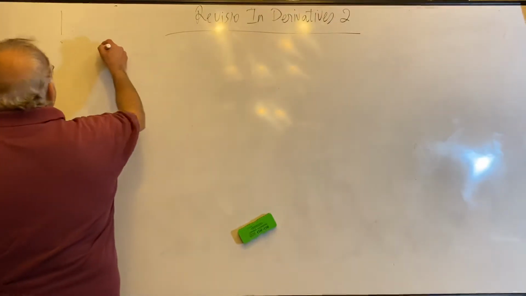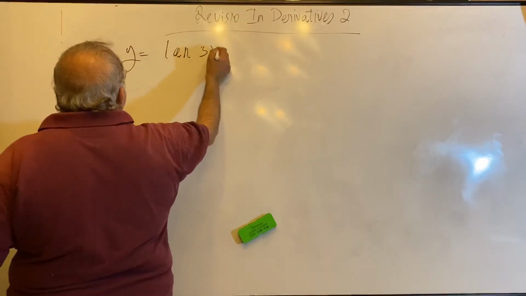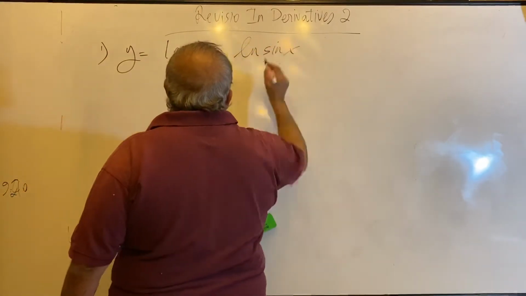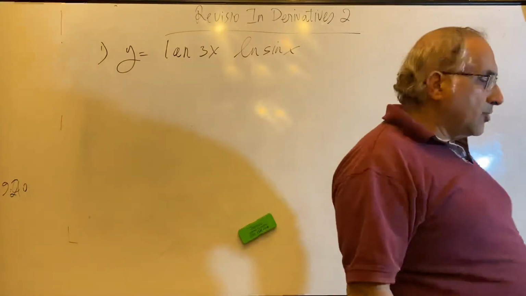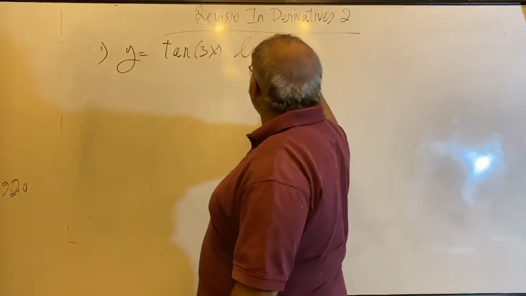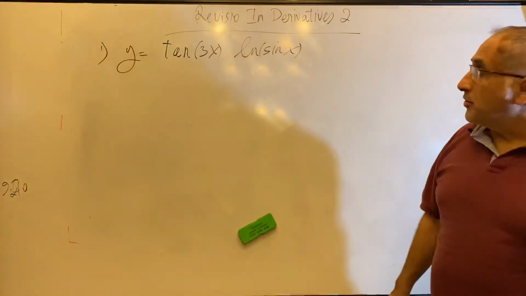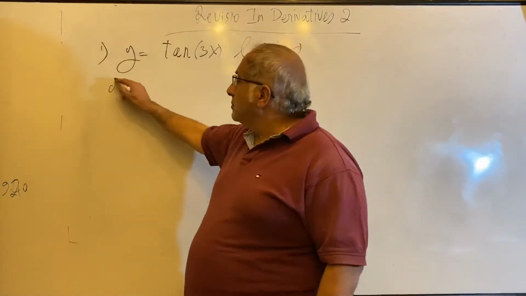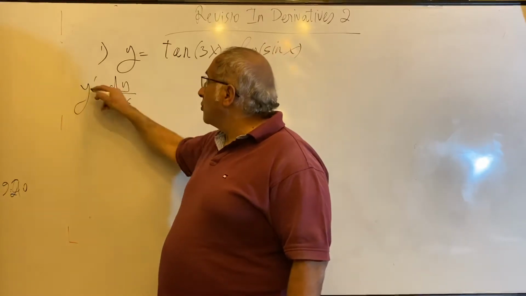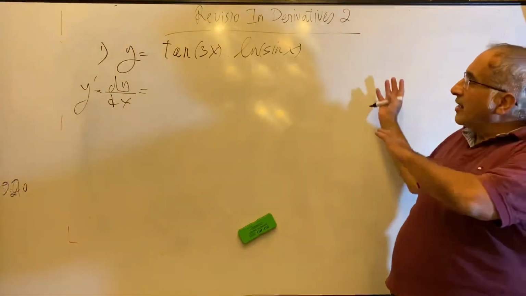First thing, let's call this y equals tan 3x times ln sine x. I just made up these questions so you can see anything different. So this is the angle of the tangent and that's the function of the function, and between them is multiply. We call this product rule. So what is the product rule? To do the product rule, dy dx, some people like to write it like that. No problem. Derivative of the first times the second plus derivative of the second times the first.